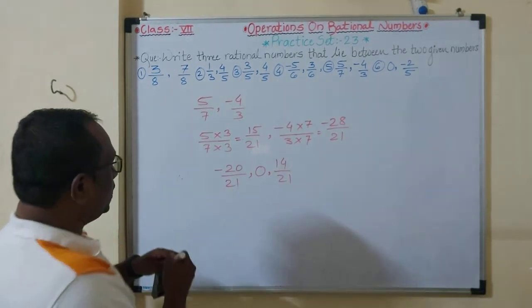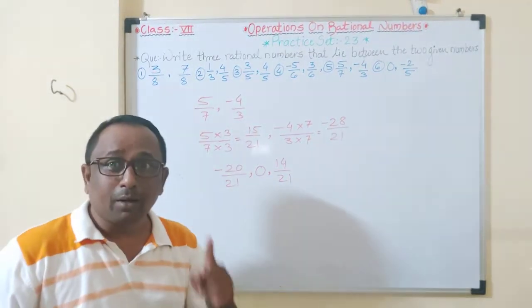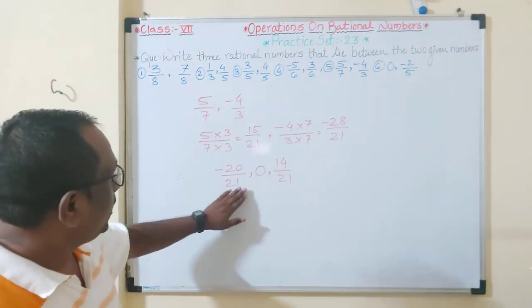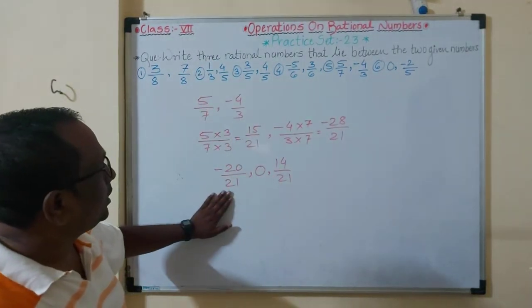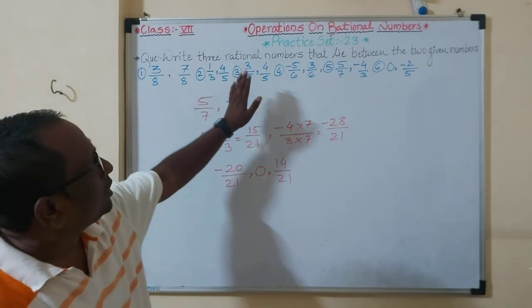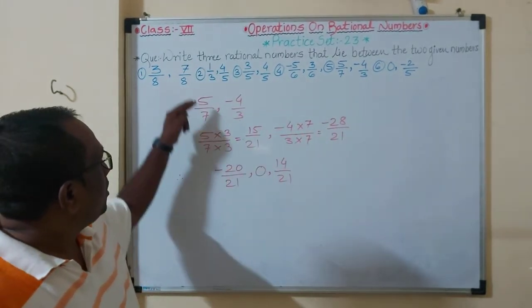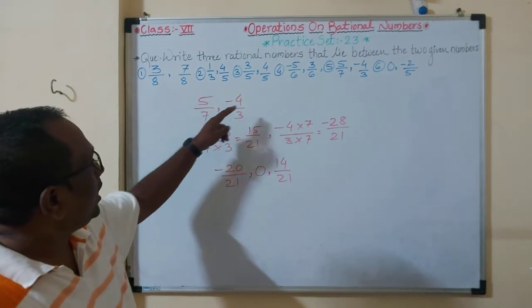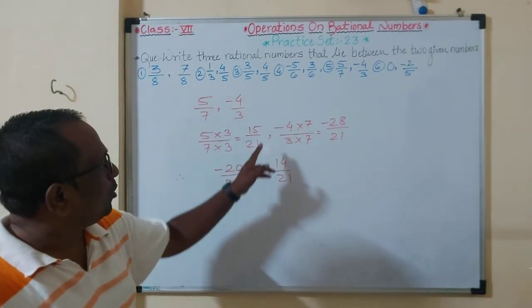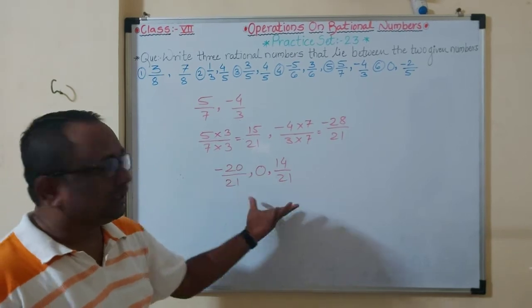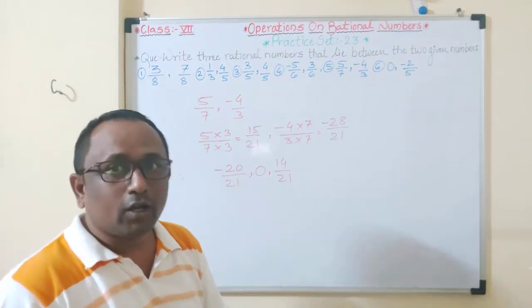Therefore, students, I am telling you again and again, I am reminding you again and again, always write the sentence before writing the answer. The 3 rational numbers that lie between 5 upon 7 and minus 4 upon 3 are like this. Okay, I hope you understood this.